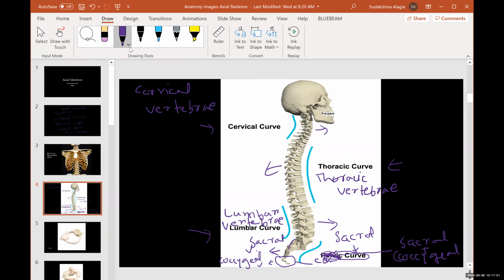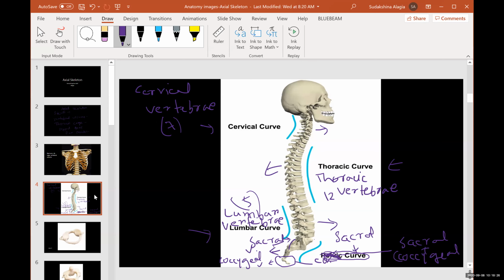So out of these, there are 7 cervical vertebrae. That's a landmark of us being mammal. 12 thoracic vertebrae, 5 lumbar vertebrae. The sacral and coccygeal vertebrae, basically these are fused together. So there is a single sacral vertebra and coccygeal vertebra.